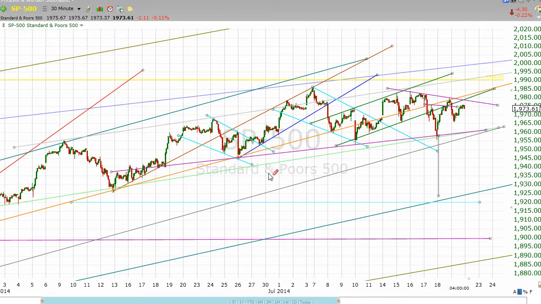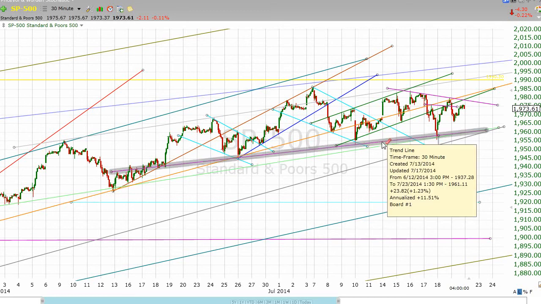These patterns tend towards symmetry, but this one would not be symmetrical if this line gets taken down, because it would be one left shoulder, the head, and then a double right shoulder. That could happen, so that line is important.